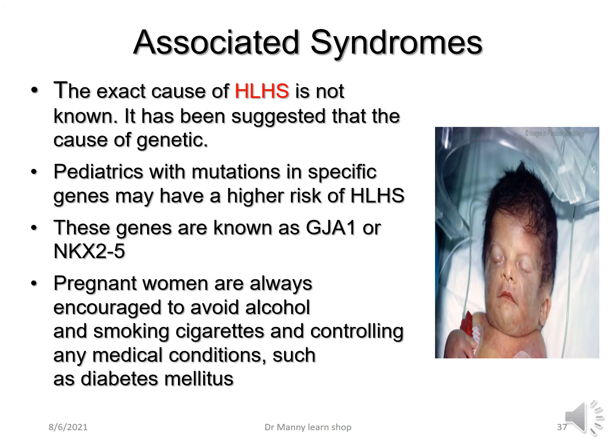Now, the exact cause of hypoplastic left heart syndrome isn't actually known. However, it has been suggested there could be a genetic cause. Pediatrics with mutations in specific genes may have a higher risk of hypoplastic left heart syndrome, and these genes are known as GJA1 or NKX2-5. Pregnant women are always encouraged to avoid alcohol or smoking cigarettes, and controlling medical conditions such as diabetes mellitus, which could have an impact on this condition.